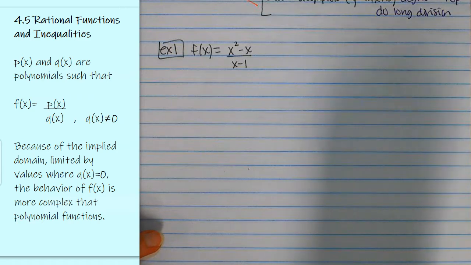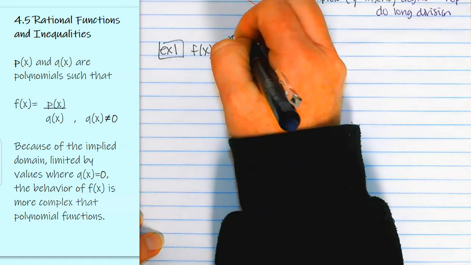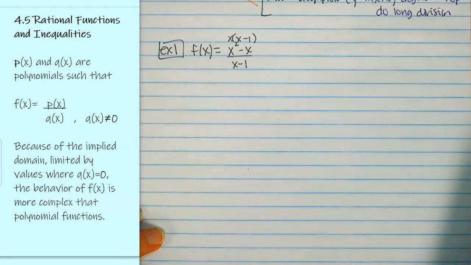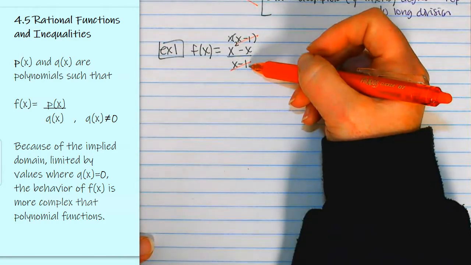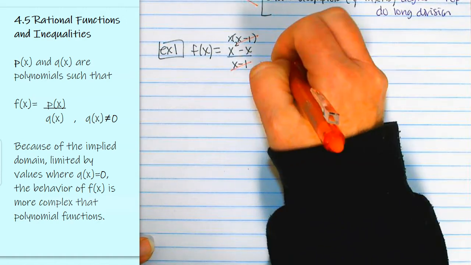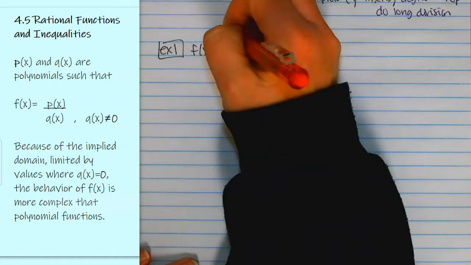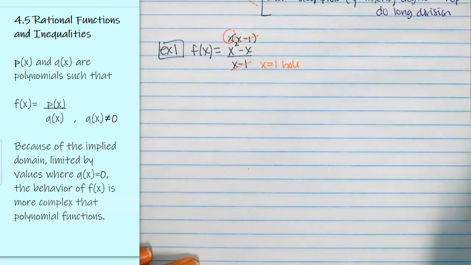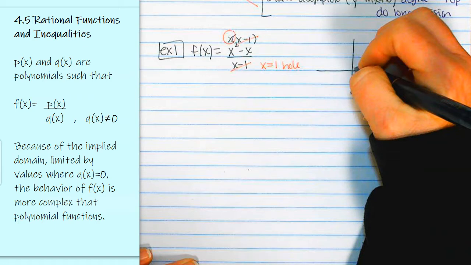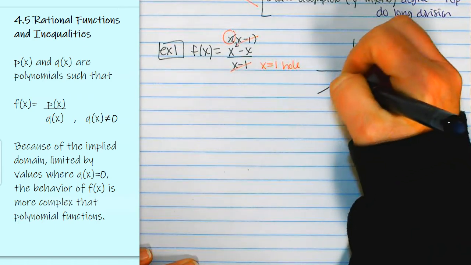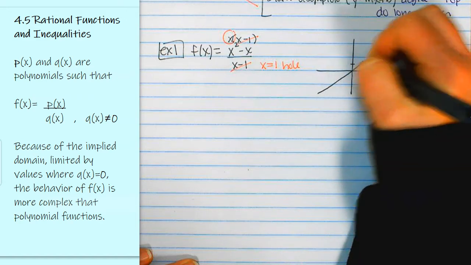First of all, we need to simplify and see if anything cancels. So if I write this as x minus 1 times x, right away the denominator cancels, and so that means that at x equals 1, there's a hole. What does the graph look like? It looks like what's left. It's going to look like a line. In fact, it's going to look like y equals x, but at 1, instead of being 1, it's going to be a hole.